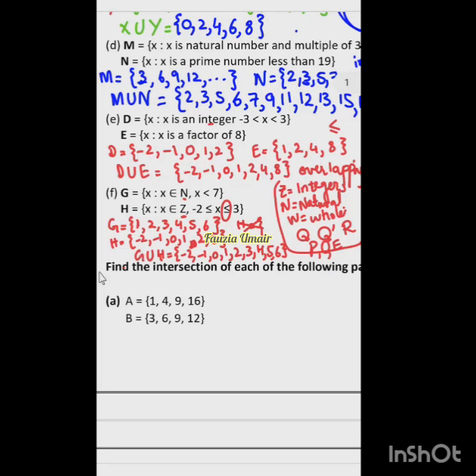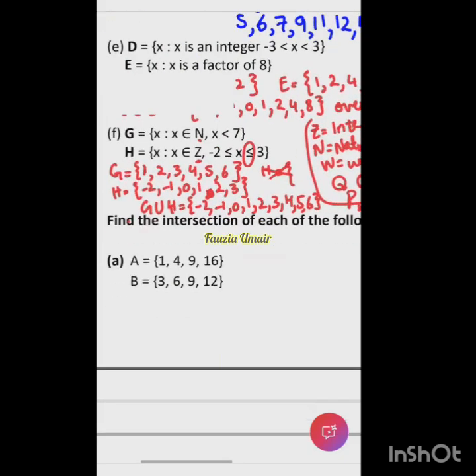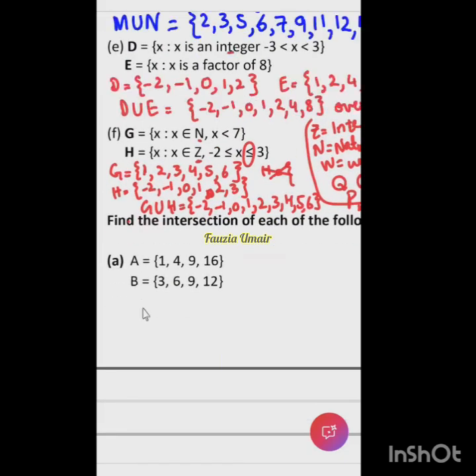So moving on to the next question. The question is: find the intersection of the following two sets. So we need to write down A intersection B. What is intersection? Common elements, right? Union was the common elements as well as the non-common elements, but the intersection is only the common elements. So what would be A intersection B?